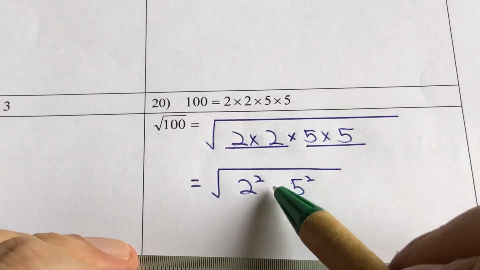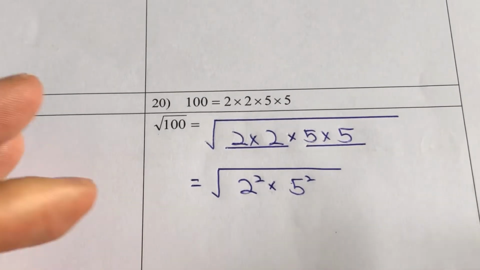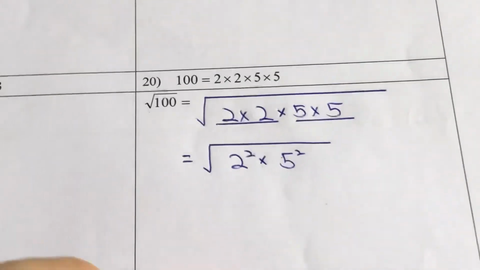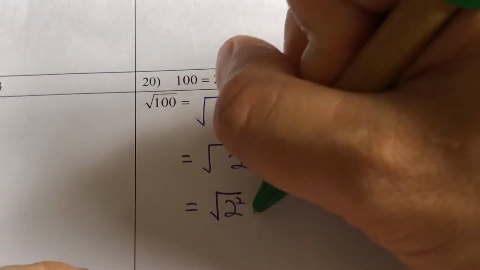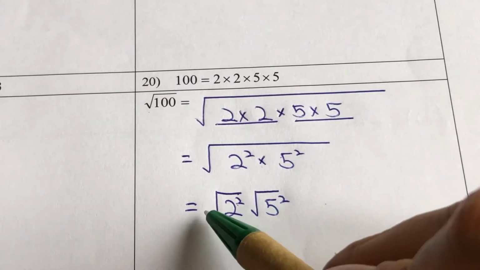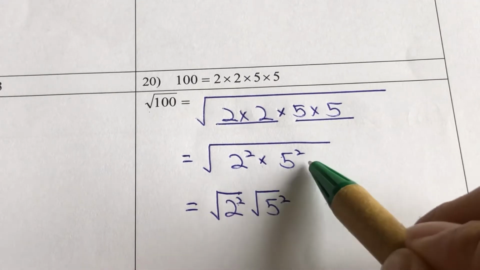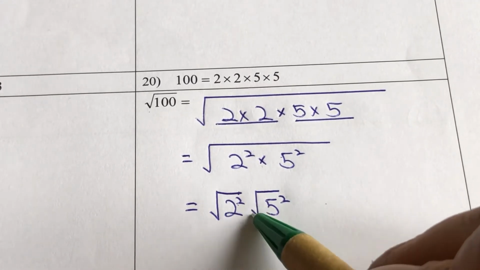So what's going on in between? Multiplication times, that's right. And then after that, you should separate into square roots. 2 to the power of 2 has a square root, and 5 to the power of 2 also has a square root.